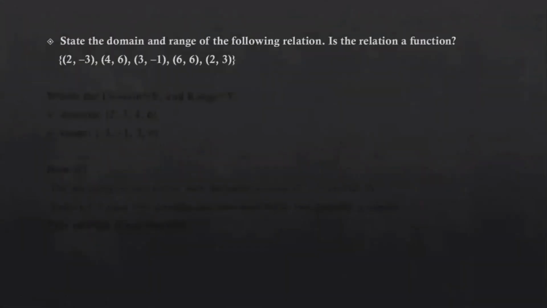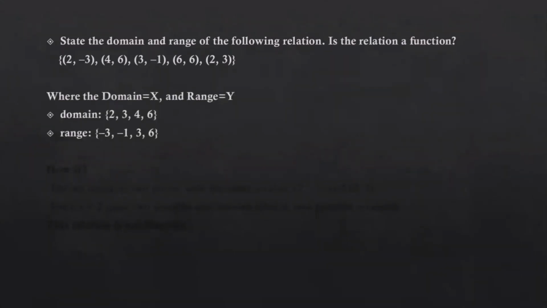Next, state the domain and range of the following relation. Is the relation a function? The points are (2, -3), (4, 6), (3, -1), (6, 6), and (2, 3). In simple terms, domain is x and range is y. So the domain is 2, 3, 4, and 6, while the range is -3, -1, 3, and 6. The given set indeed represents a relation because x and y are related to each other.